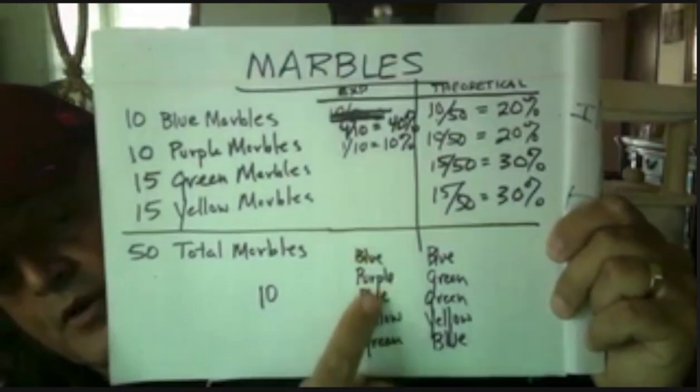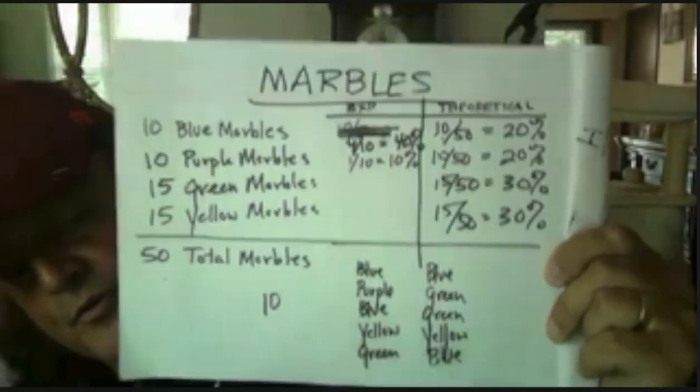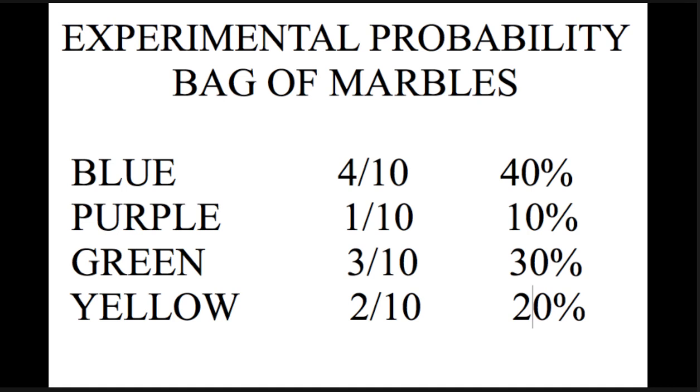Green marbles, we go through 1, 2, 3. That's 3 out of 10, 30% of the time. And finally, yellow, 1, 2, 2 out of 10, or 20%.